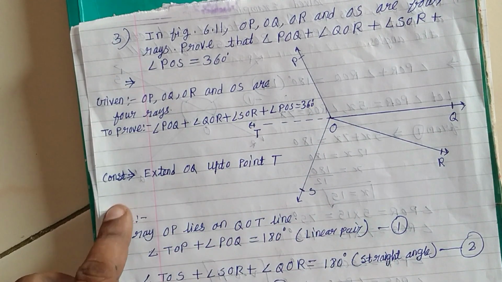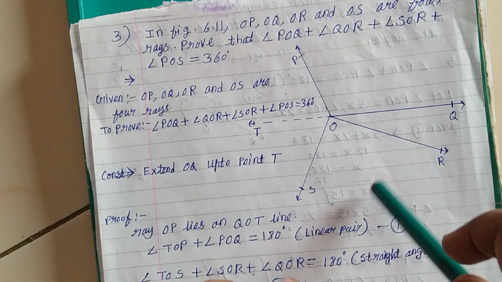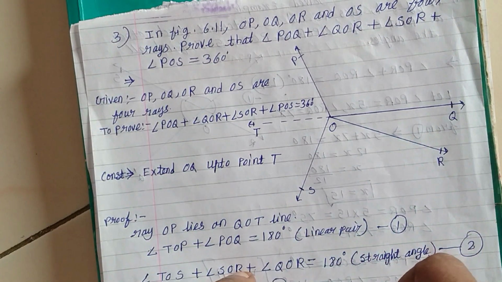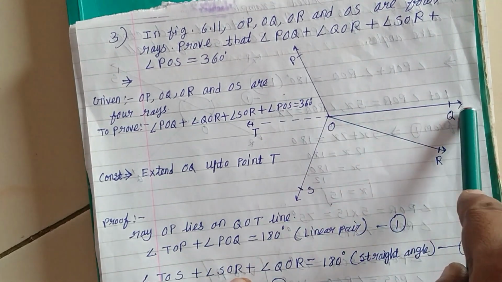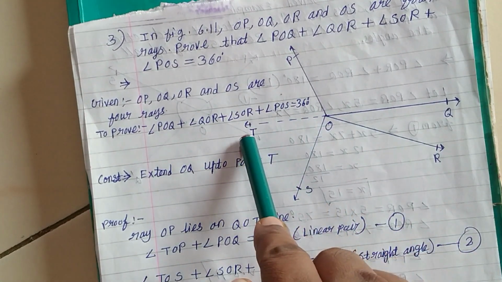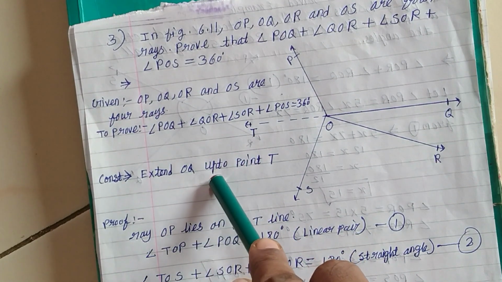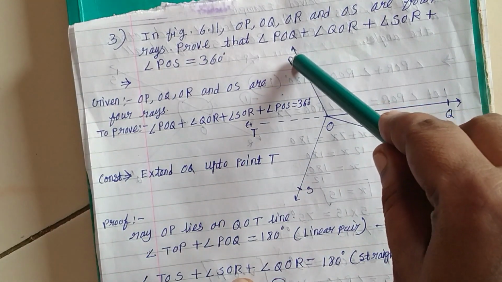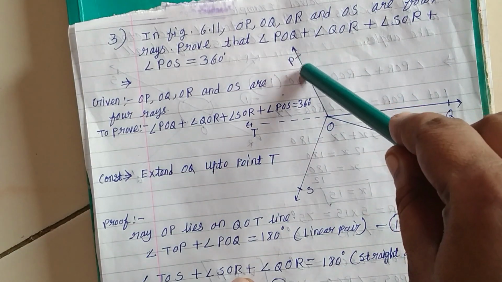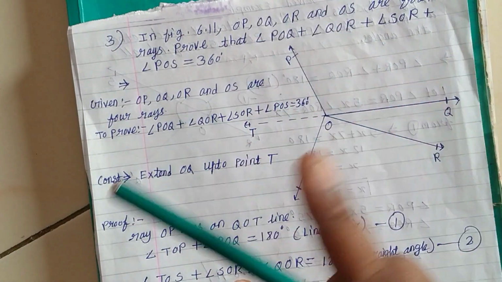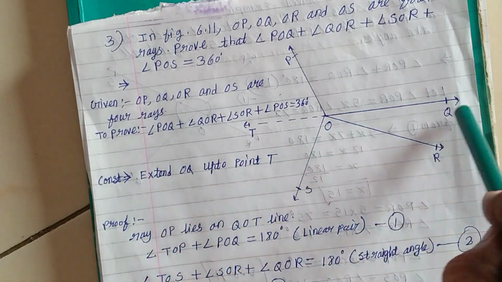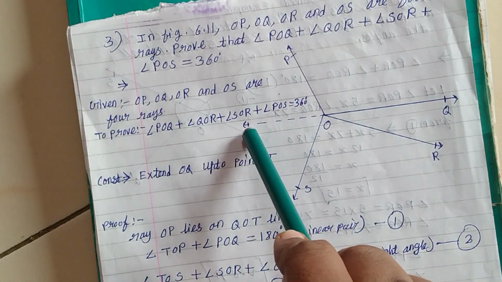Now we have to do one construction. Extend one of the rays. Here I have extended QO up to T. Extend OQ up to T. You can extend any one line. You can extend PO also if you want, RO also, SO also, but any one ray. So I have extended OQ up to T.